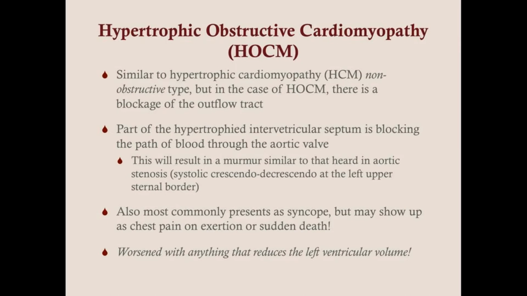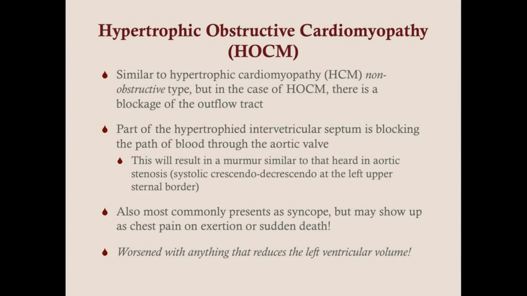And when you block the aortic valve, you're not going to be able to get blood moving out through the left ventricle and into the aorta. So like it says here, part of the hypertrophied intraventricular septum is blocking the path through the aortic valve. And so remember what the aortic valve does when it's stenosed. It causes a murmur. And that murmur just comes from blood kind of squeezing through that thin aortic valve. And that murmur is a systolic crescendo-decrescendo murmur because it happens during systole when blood is moving through the aortic valve.